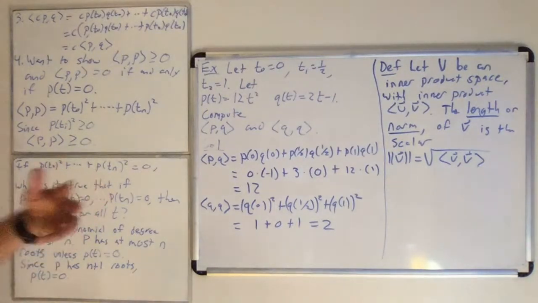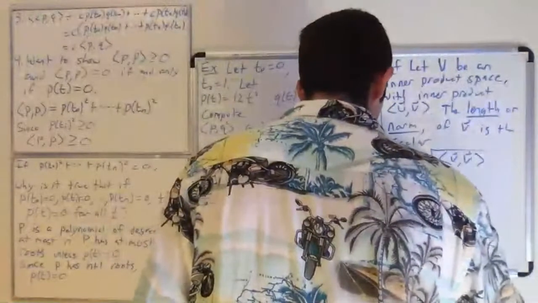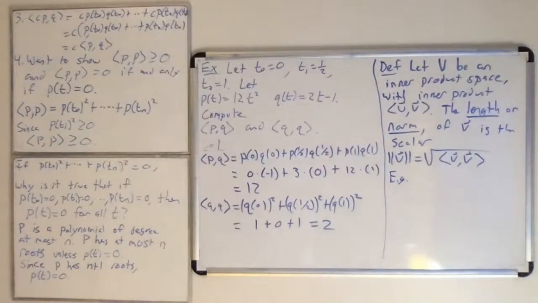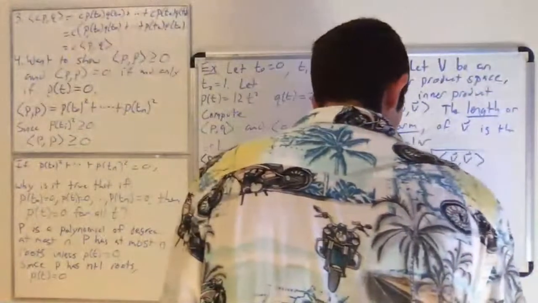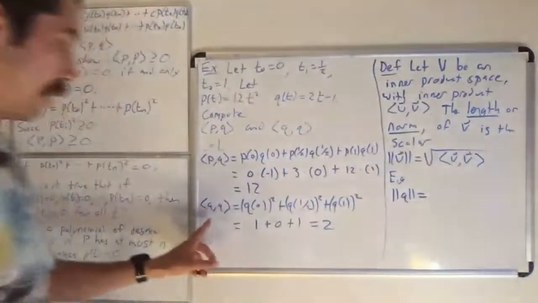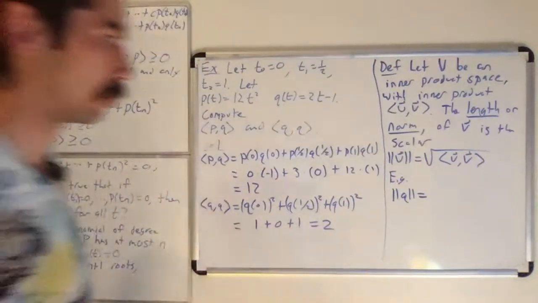Okay, so this gives us an idea of how to assign a length to objects like polynomials. For example, if we look at this previous example, the length of Q is the square root of when you take the inner product with itself. So it'd be the square root of 2.